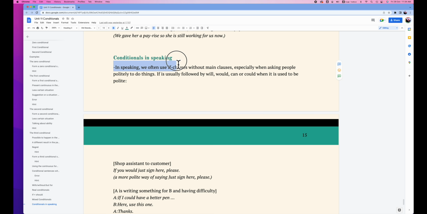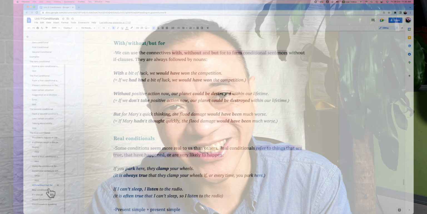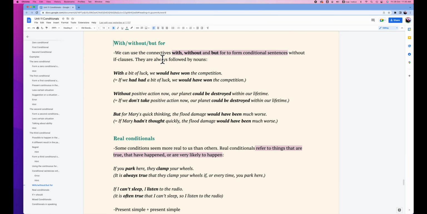Conditionals in speaking. How to use prepositions like with, without, and but for to replace part A in conditionals. Let's take a look. We use the connectives with, without, and but for to form conditional sentences. And when used in part A without an if clause, they are always followed by nouns, because they form a prepositional phrase.